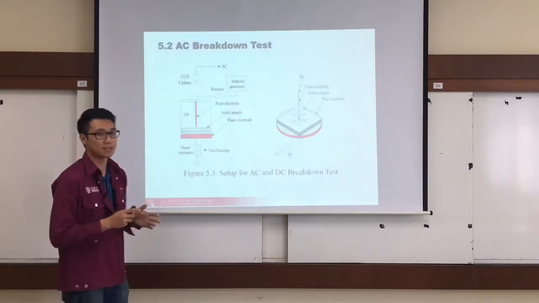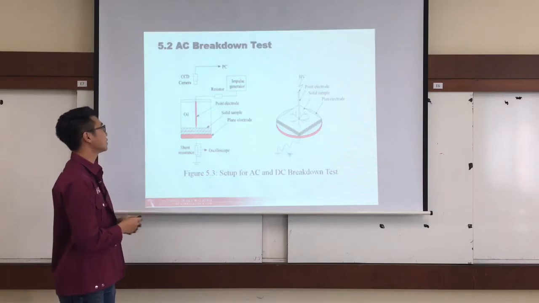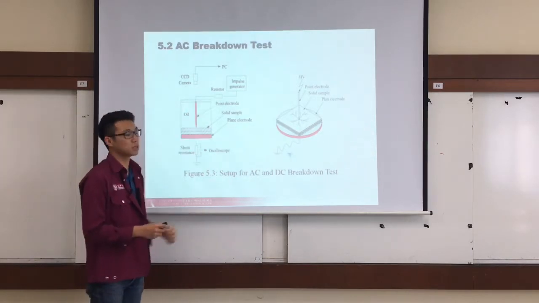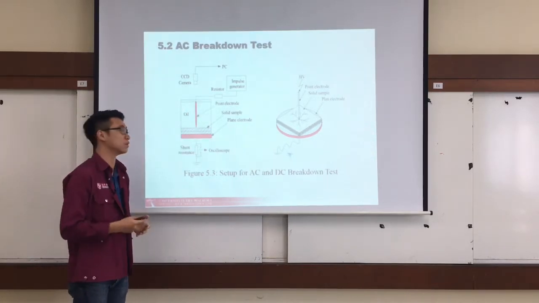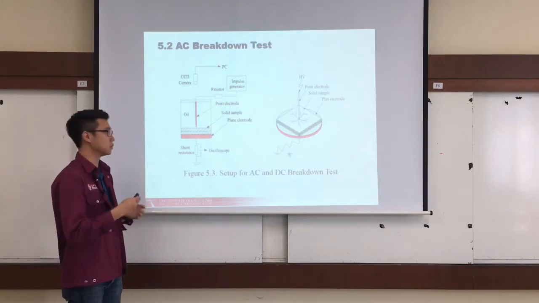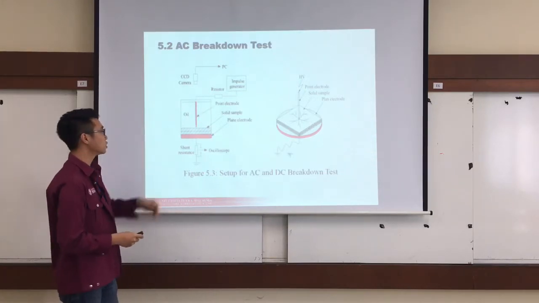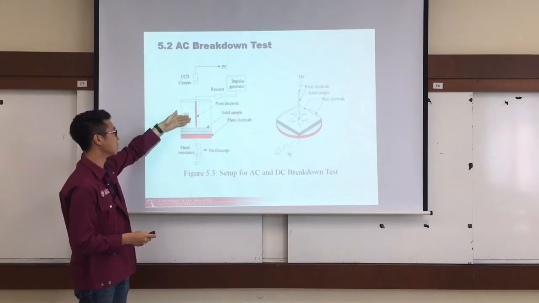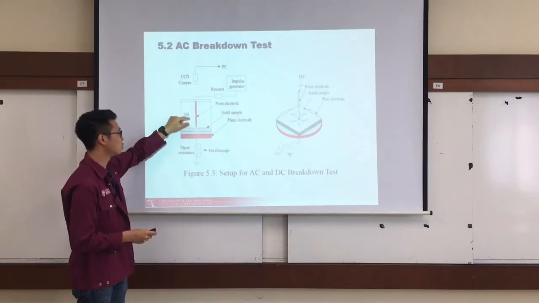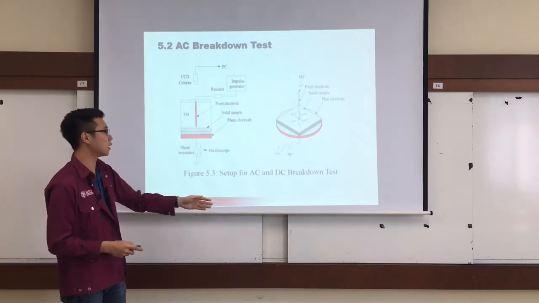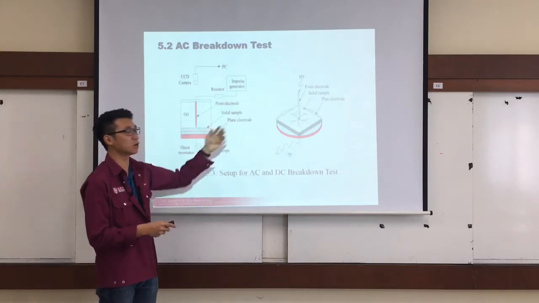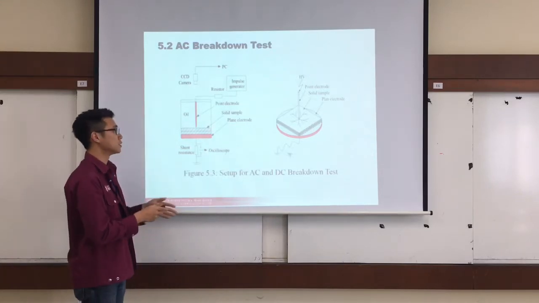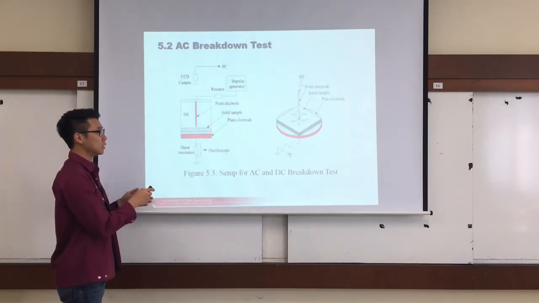The next test is the AC breakdown test. In the AC breakdown test, we will use an impulse generator or a transformer or a DC generator to generate a high AC voltage, which will be applied on the insulating material at these 2 terminals. The test we are using is a creeping discharge test, and we will observe the pattern that is observed.